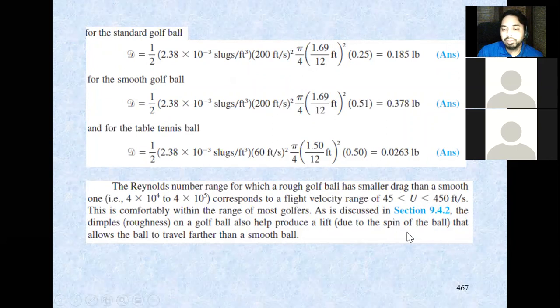And later on, when we discuss lift, this is also going to produce lift, and it's due to the spin of the ball. So dimples or surface roughness will reduce the drag and increase the lift, which we will learn later on. That's why they can go further with the same force given compared to the smooth one. Okay, any questions?